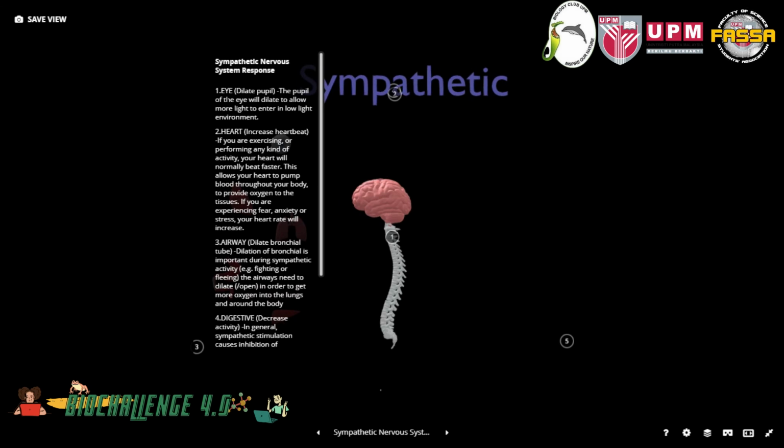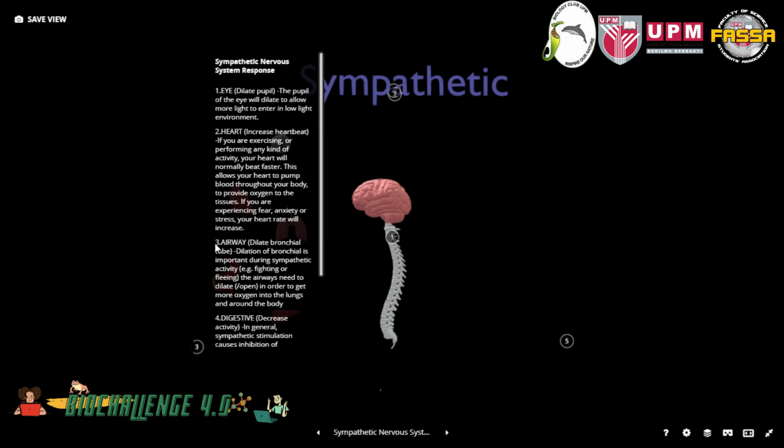As we can see from the eye, it will dilate the pupil. The pupil of the eye will dilate to allow more light to enter in a low light environment. Next, we go to the heart. It will increase the heartbeat. If you are exercising or performing any kind of activity, your heart will normally beat faster. This allows your heart to pump blood throughout your body to provide oxygen to the tissue. If you are experiencing fear, anxiety, or stress, your heart rate will increase.